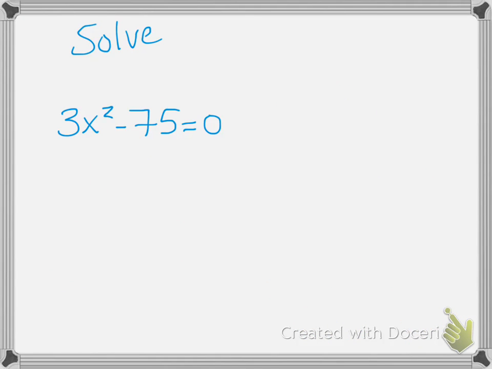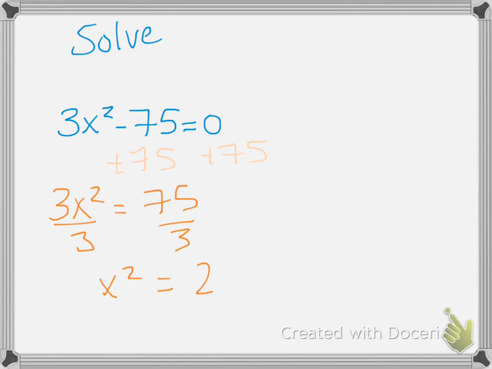Okay, so now we're going to solve and see if we can find our roots without graphing it. So first we're trying to get x by itself, so let's add 75 to both sides. I'm going to change colors here. So we're going to get 3x squared equals 75. Got to divide by 3, so x squared equals 25.